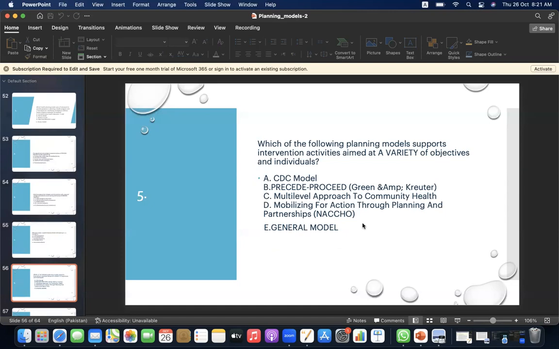Which of the following planning models support intervention activities aimed at a variety of objectives and individuals? A, CDC model, B, PROCEED, C, multi-level approach to community health, D, mobilizing for action through planning and partnerships, and E, general model. That is C, multi-level approach to community health.